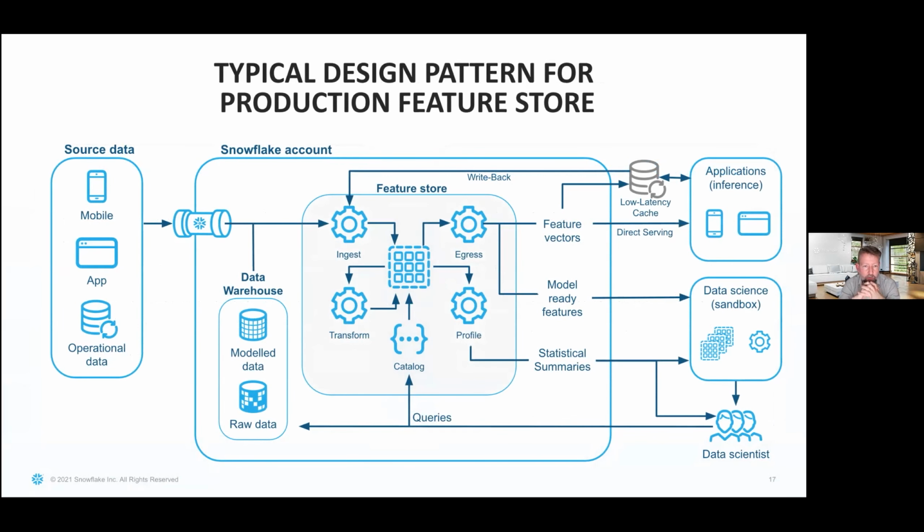So this is a typical high-level design pattern that we see customers going down. They'll be sourcing data, whether from their own data sources or second party, third party through the marketplace and Snowflake data sharing, using our Snowpipe service to ingest data into their data warehouse or their data lake environment, and typically storing the data in some kind of modeled form.